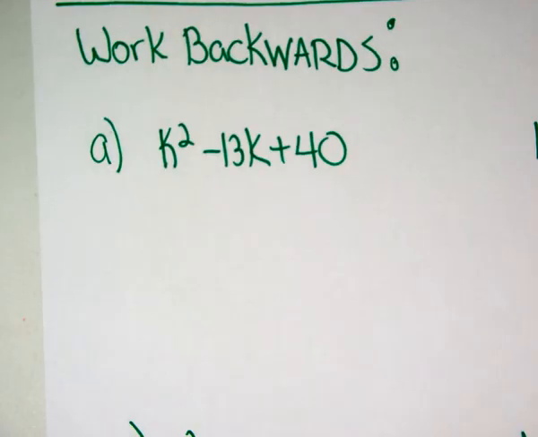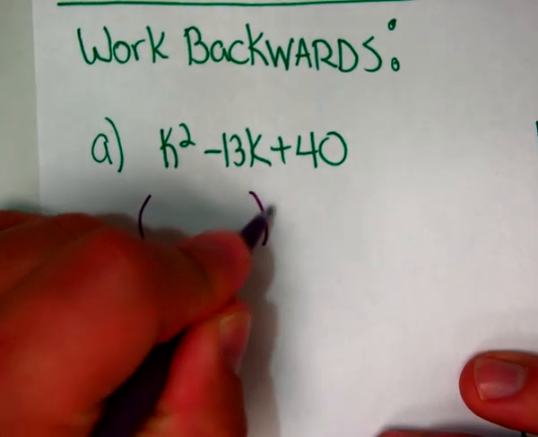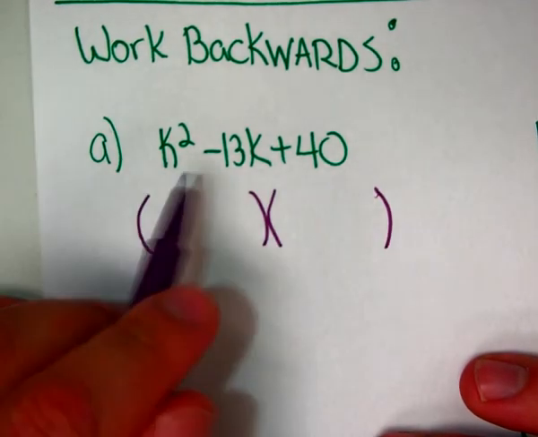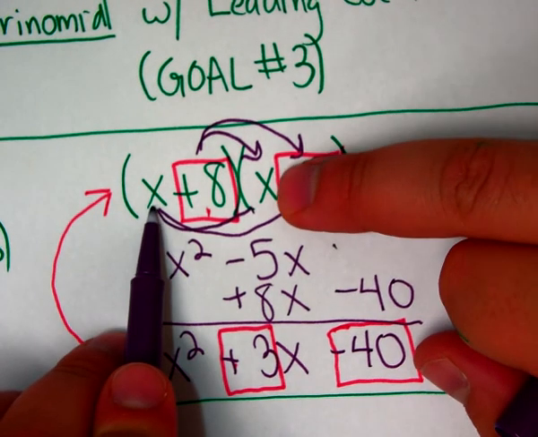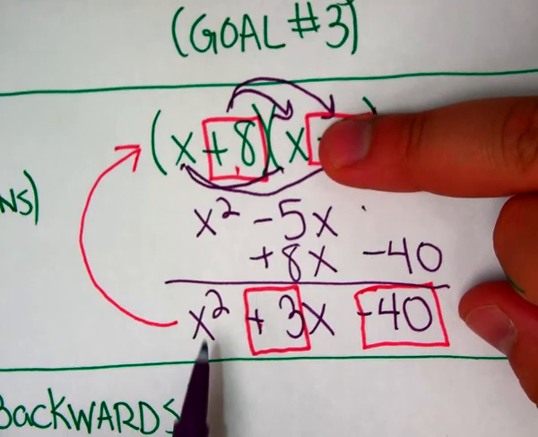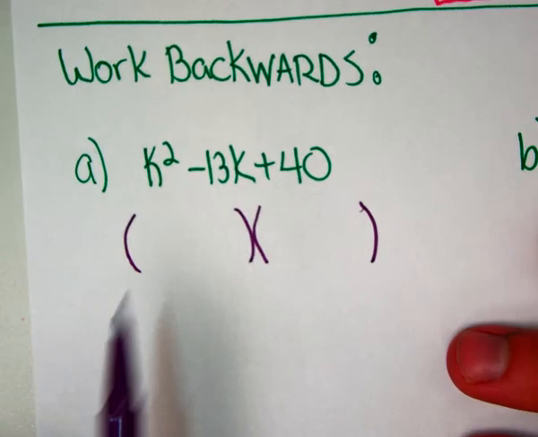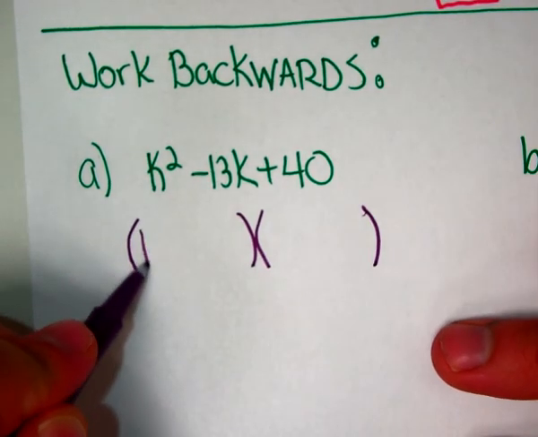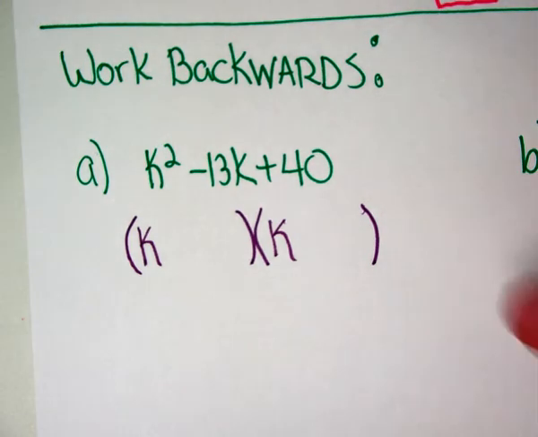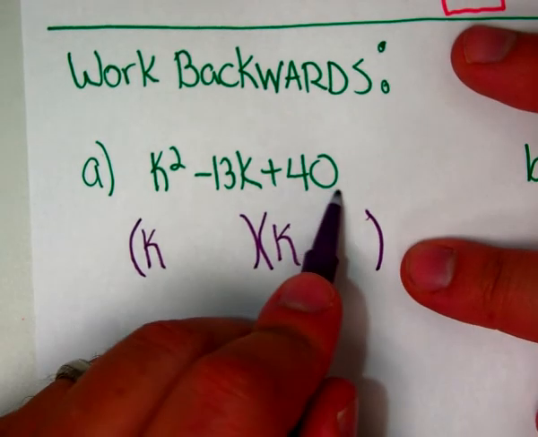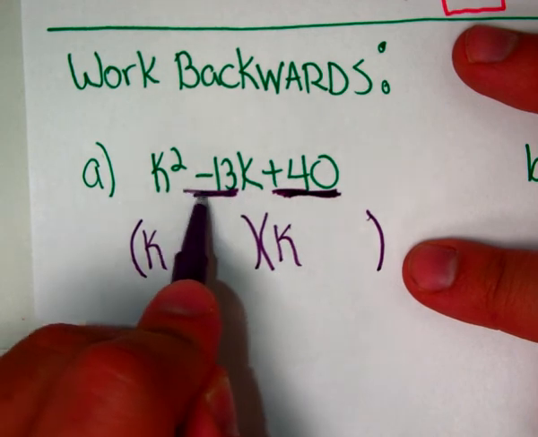We are looking at this and we're trying to work backwards and create two sets of parentheses. In this, we know, just like the previous problems, that there's going to be an x and an x. So this x squared got broken into an x and x in the original problem. So what's going to happen here? This k squared will be broken up into a k and a k. Now, in order to figure out what values go in these two spots, we have to determine what are the factors of 40 that will add up to negative 13.